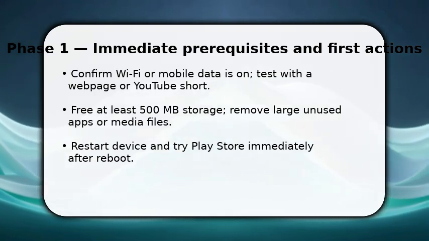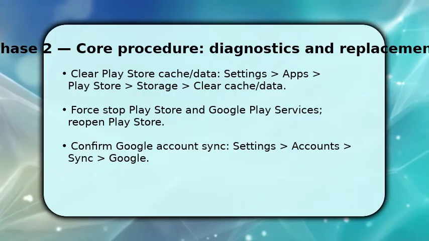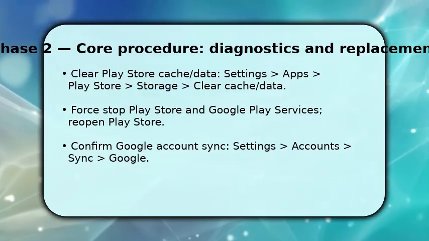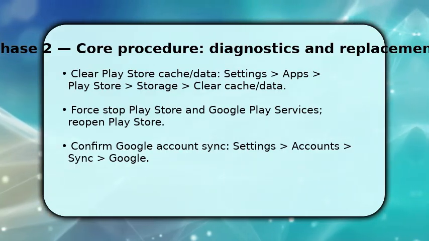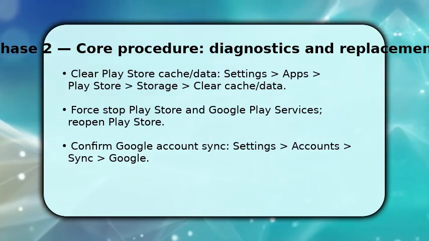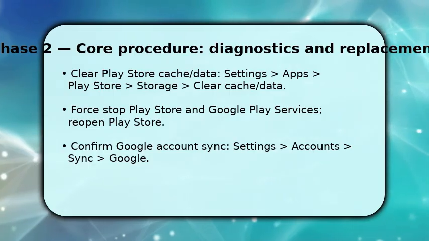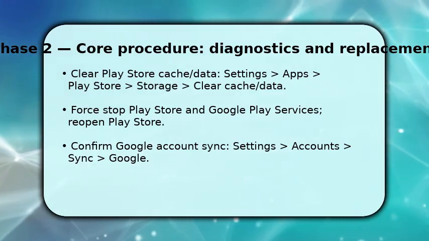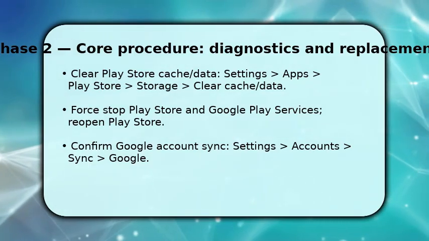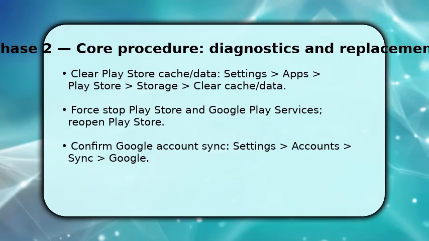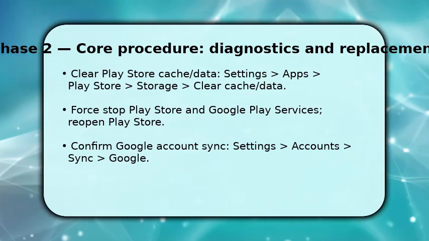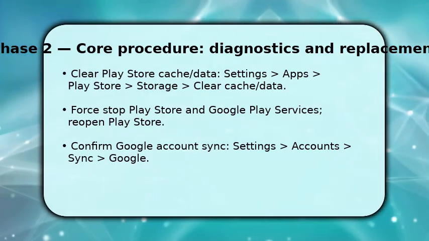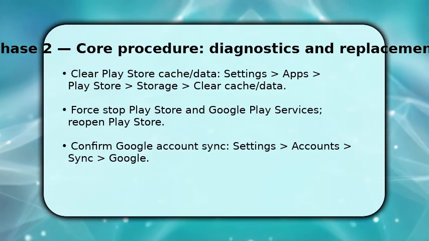Once done with the restart, focus on the app layer because corrupted cache often breaks Play Store. You go to Settings, Apps, Play Store, then clear cache and, if needed, clear data. This resets local settings. Make sure to force stop both Play Store and Google Play services, then reopen Play Store so they reinitialize. Also check your Google account sync settings. If sync is off, toggle it on. These steps fix permission and corrupt data issues that block downloads and updates.